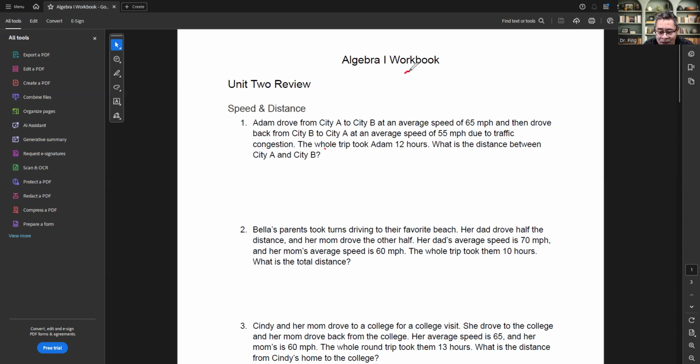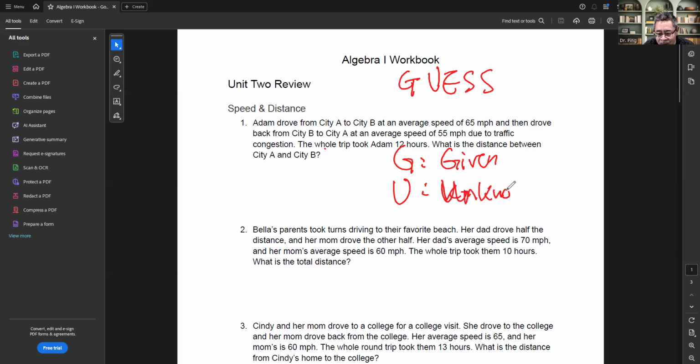It's called GUESS. So the G means given. What kind of information is given in the problem statement? And U is what are the unknowns? U for unknown, and sometimes it's plural.